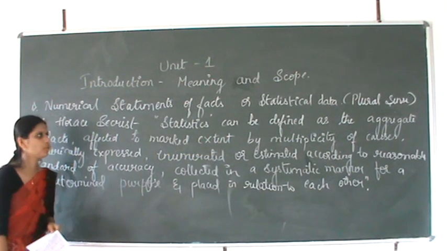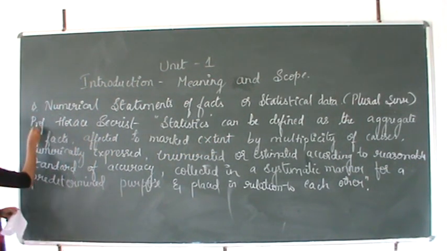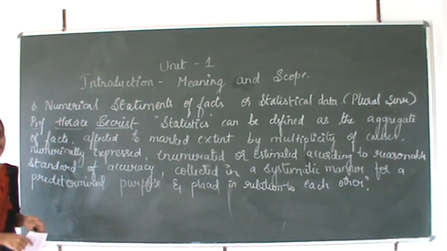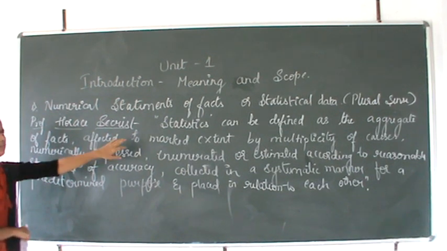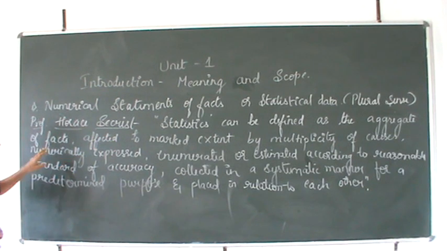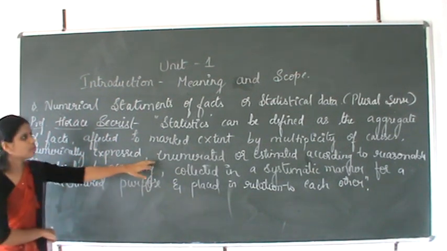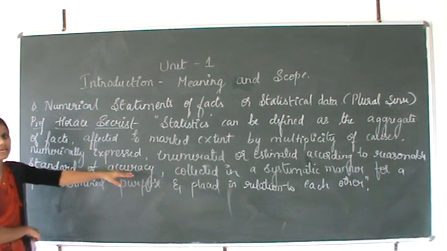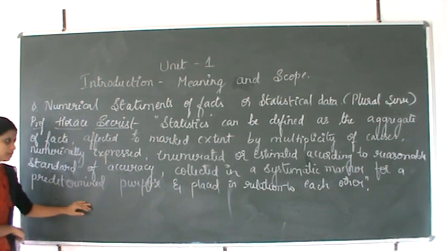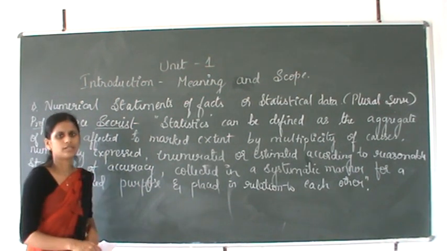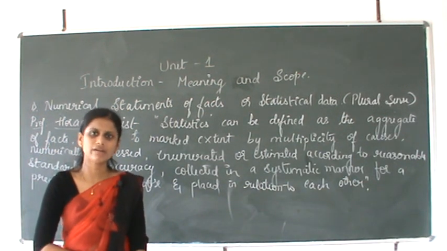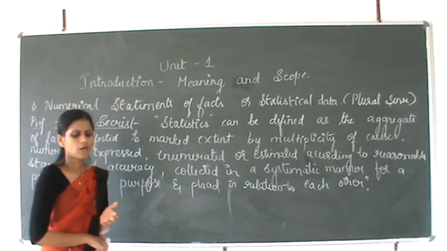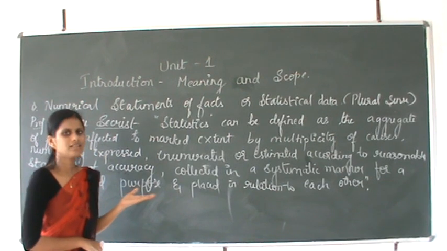This is the definition of statistics in plural sense, given by Professor Horace Sechrist. Professor Horace Sechrist defined statistics as the aggregate of facts affected to marked extent by multiplicity of causes, numerically expressed, enumerated or estimated according to reasonable standards of accuracy, collected in a systematic manner for a predetermined purpose and placed in relation to each other. See, this definition is very vast, but it covers the entire meaning of statistics and it explains which type of numerical data are collected in statistics.